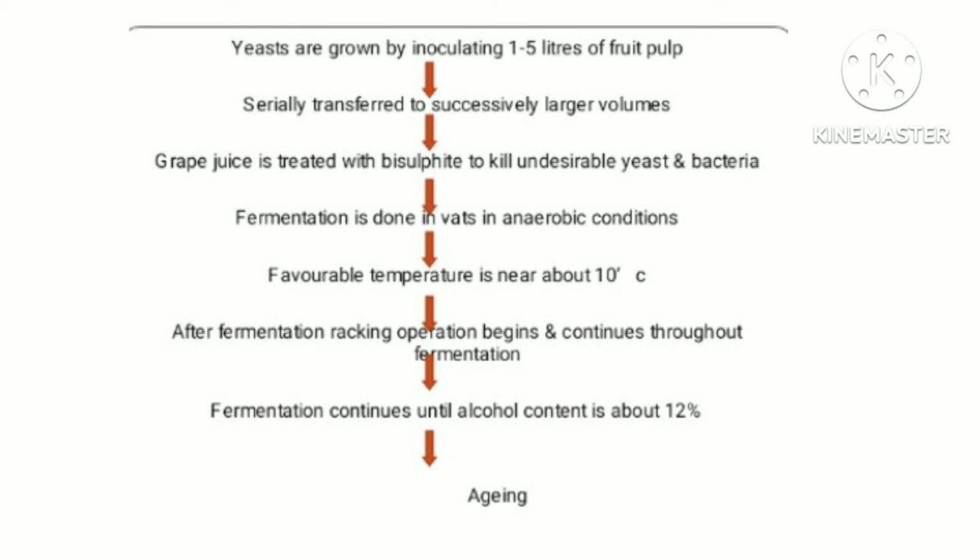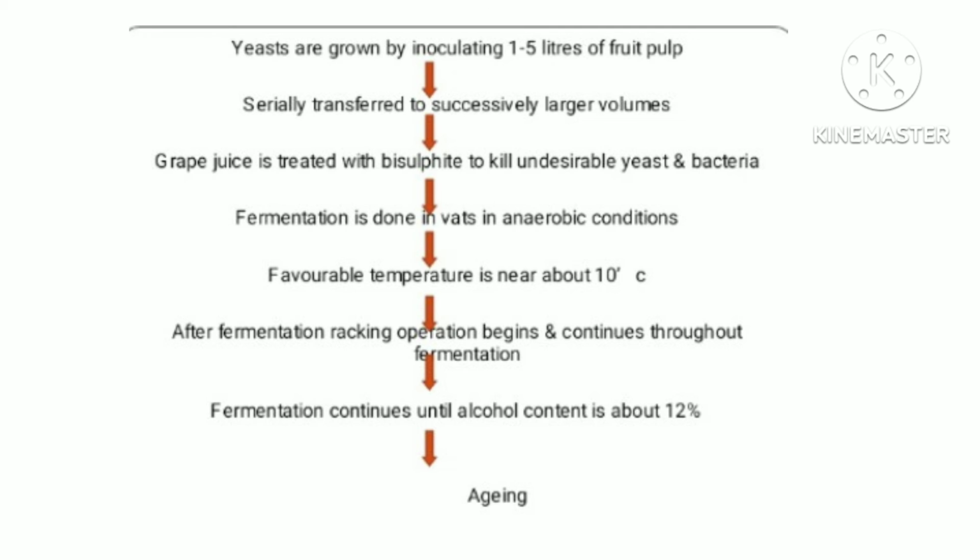The grape juice is treated with bisulfite to kill undesirable yeast and bacteria. Fermentation is done in vats which are usually of wood or stone and vary in capacity. The vat is covered to maintain anaerobic conditions that encourage fermentation and discourage growth of acetic acid bacteria, which could convert the wine into vinegar. A favorable temperature for fermentation is in the range of about 10 degrees centigrade. A low acid content favors a good effect on the flavor, color and stability of the wine.